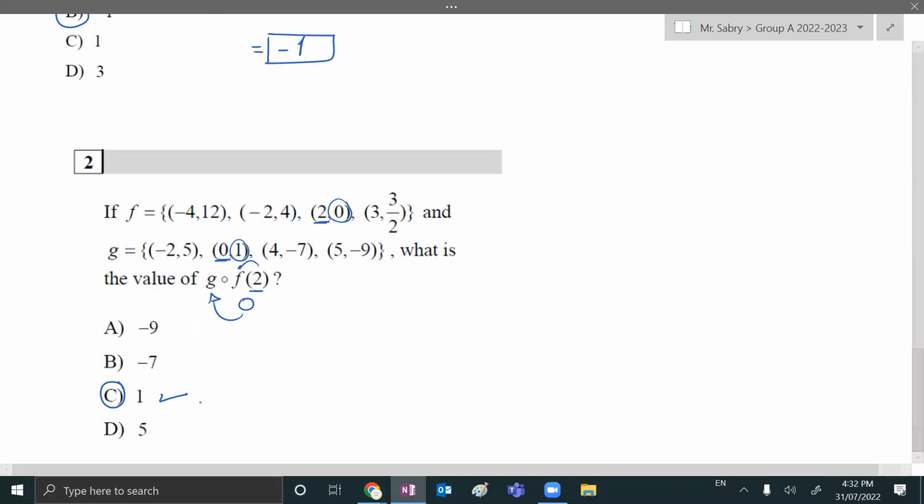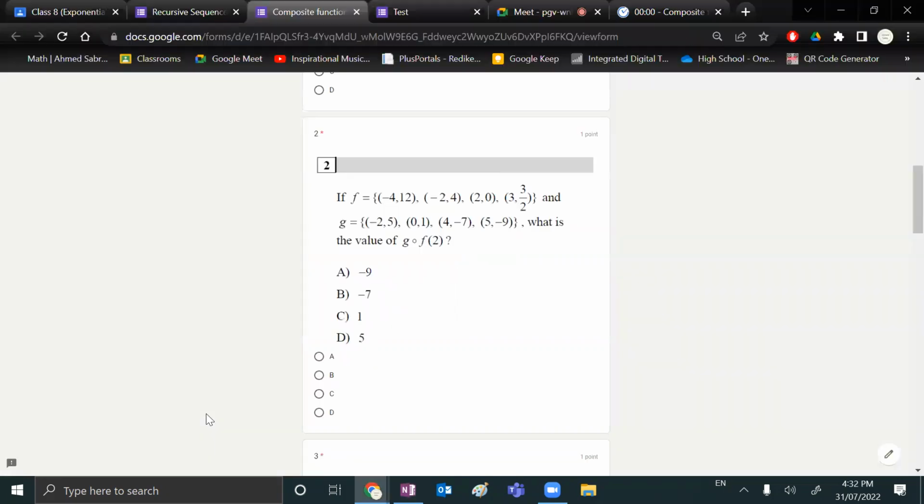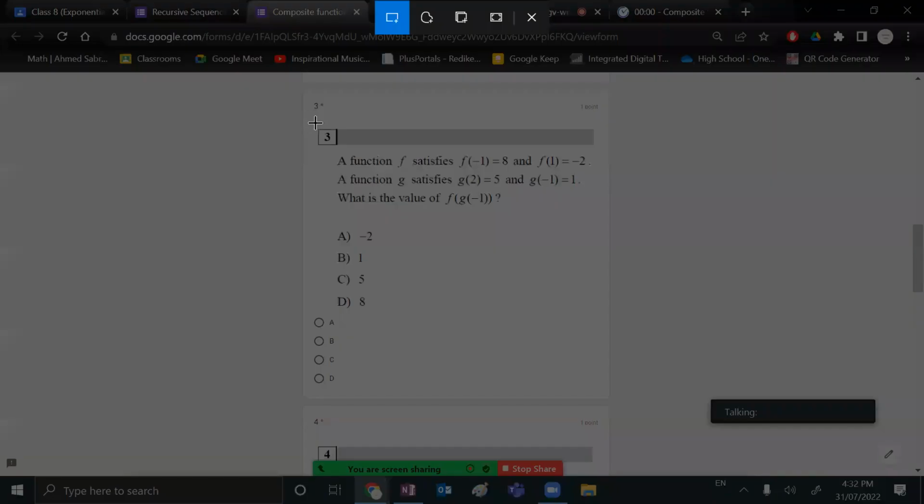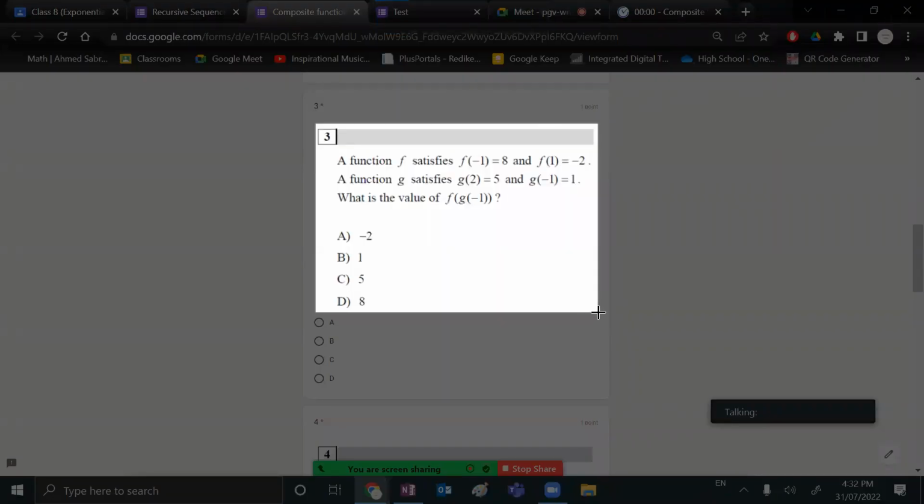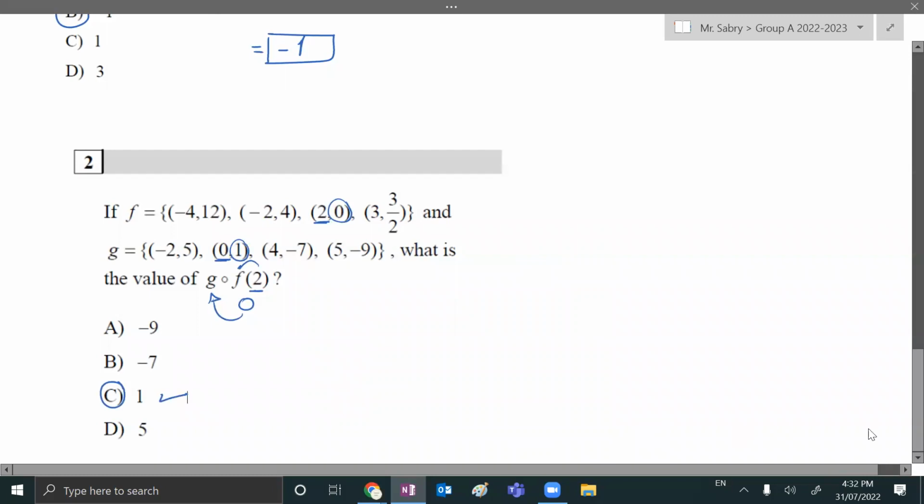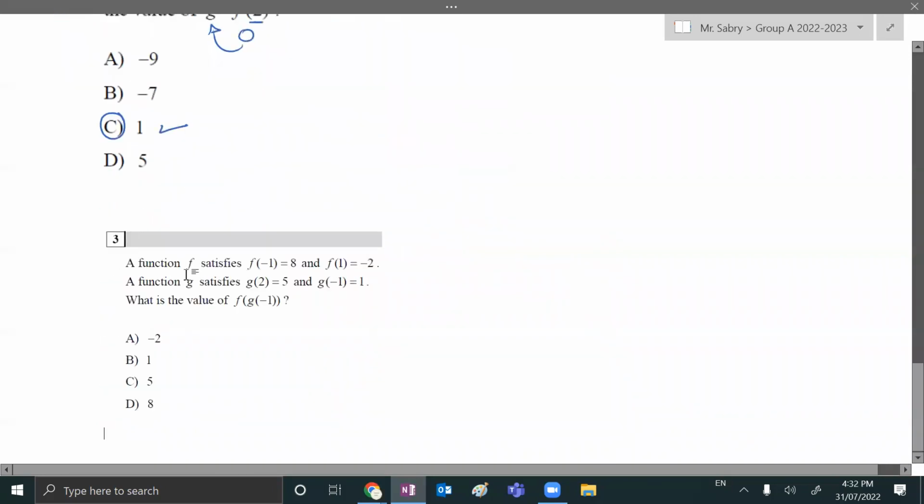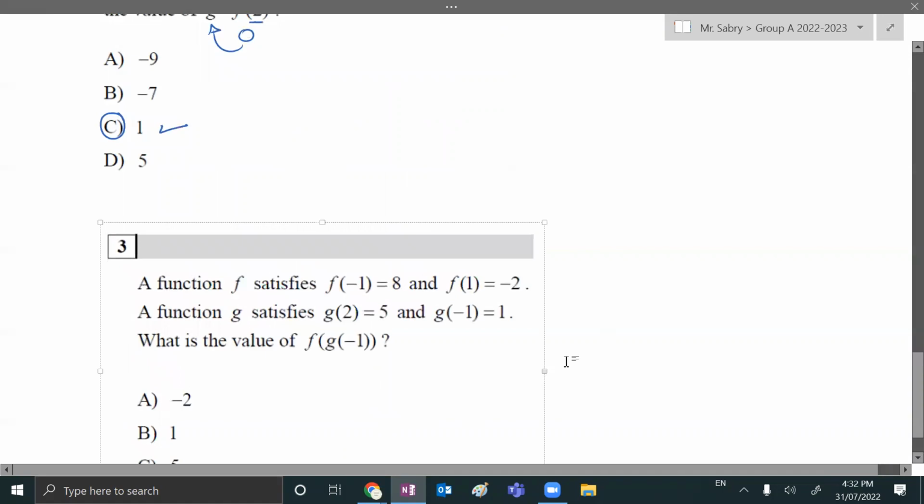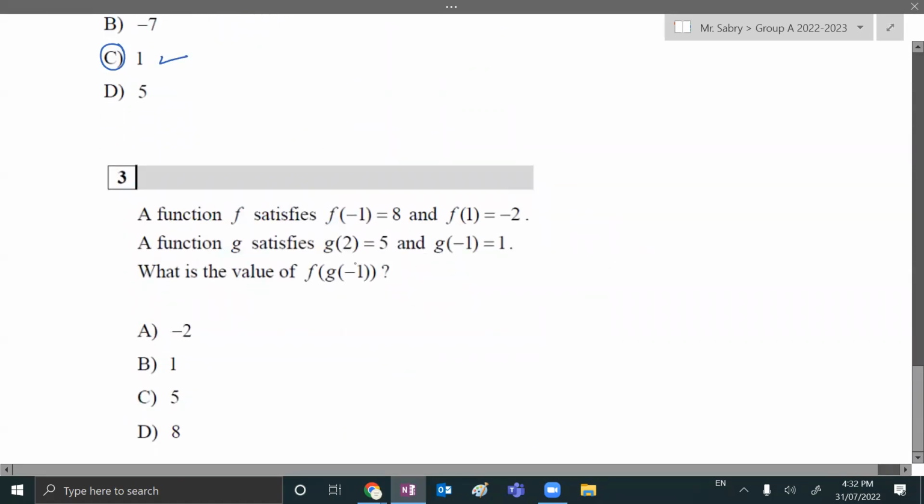Makes sense. This one, alhamdulillah, so far the people who submitted, they actually got it all right. Number 3 as well, alhamdulillah, you got it all right. F of G of -1, it's just written in a different form. So instead of giving the points, or a table, or an equation, they're written for you. They want F of G of -1. G of -1 is 1. So now I want F of 1. F of 1 is already written here as -2. So the answer here is -2.